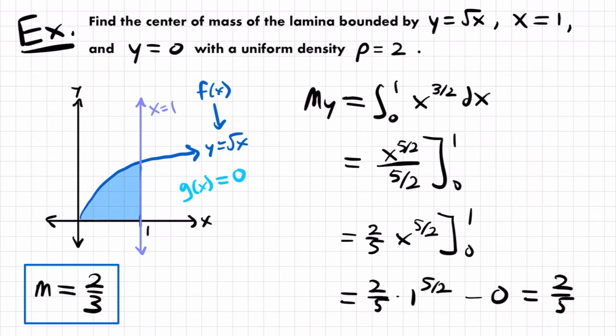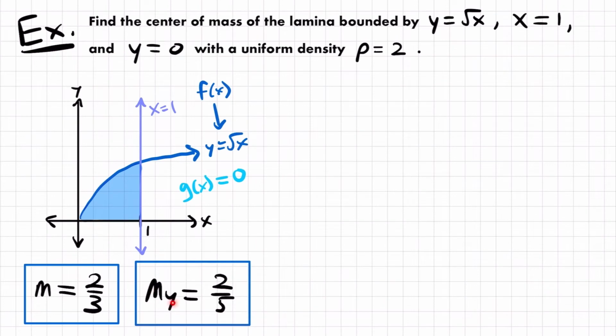And so now we found that the moment about the y-axis is equal to 2/5. Okay, so I'll clean up my work here. Remember to keep a note of what your moment about the y-axis is. I have it down here. And now let's calculate our moment about the x-axis.